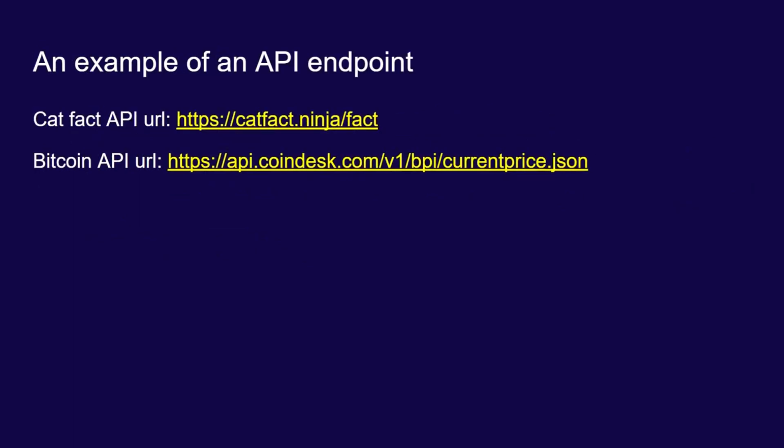So here are two examples of an API endpoint. So I've said to you, you can speak to an API. APIs will have different endpoints, okay? So for example, there's one API called catfact.ninja/fact, where you can actually just get a random fact about a cat, okay? There's also a Bitcoin API where you can get the latest price for Bitcoin, if you hit that Bitcoin API endpoint, okay?